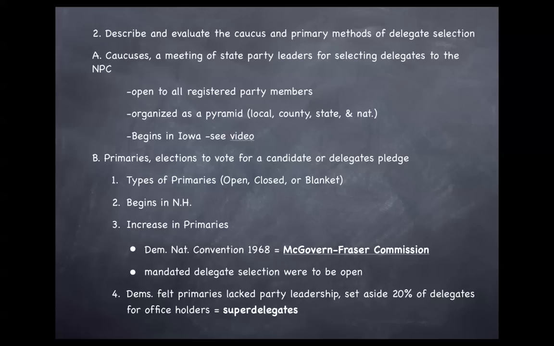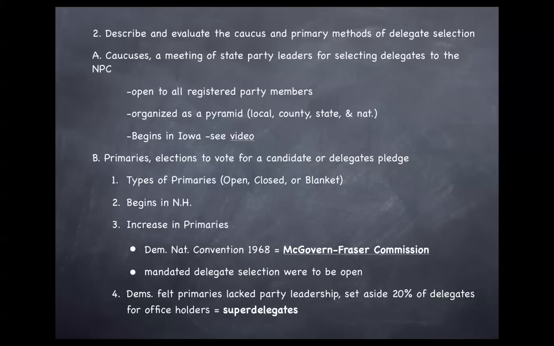Open, closed, blanket. An open primary allows people to show up at the polls and pick if they want to participate in the Democratic or Republican primary. So they have a choice. You can be a registered Republican and vote in the Democratic primary if you wanted to. And there are pros and cons to that. A closed primary is only for party members.